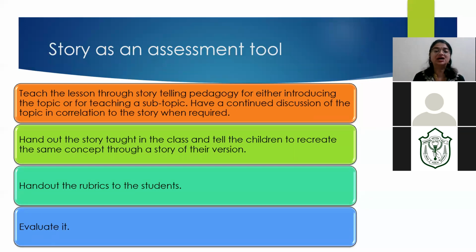And before that, hand out the rubrics to the children, because rubrics provide clarity that if they do this one, they are going to be assessed in this way. So make the rubrics very clear and then you can go for evaluation.